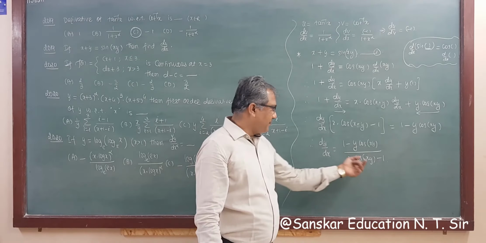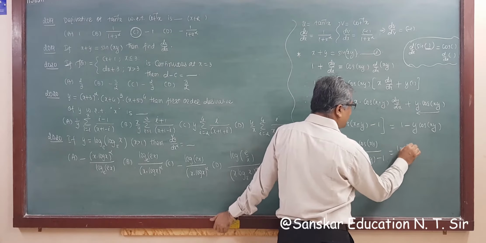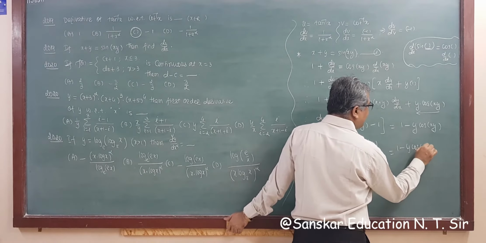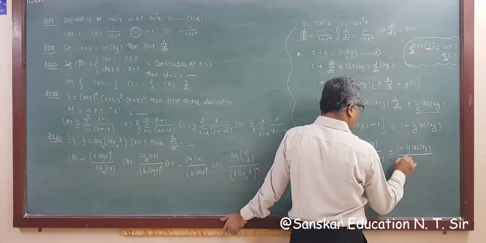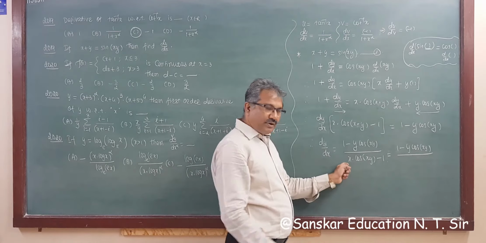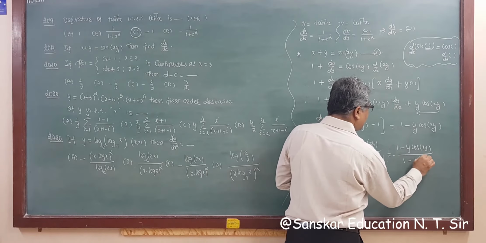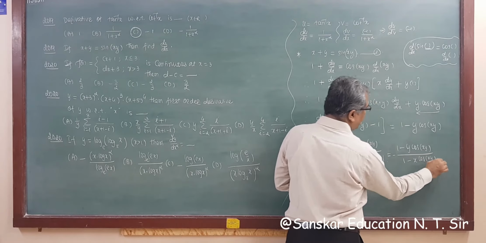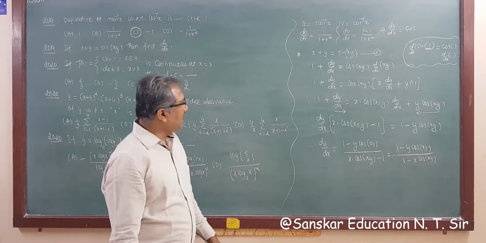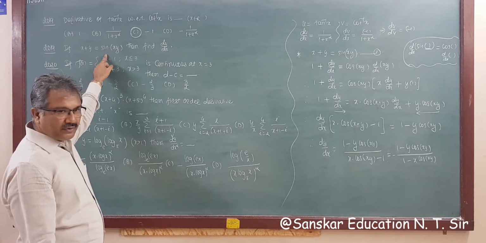Right? Either if you want to take minus common, then your answer will be 1 minus y cos xy whole upon, now taking minus 1 from denominator, this is minus, and this is 1 minus x into cos xy. So this is your final answer, right? And there is nothing, any substitution for you.